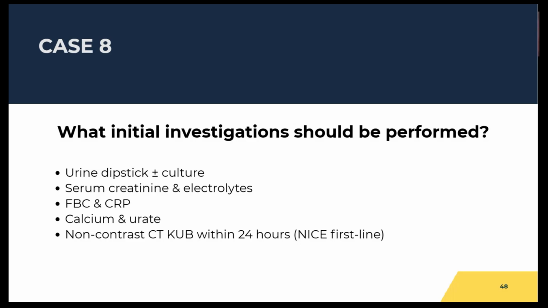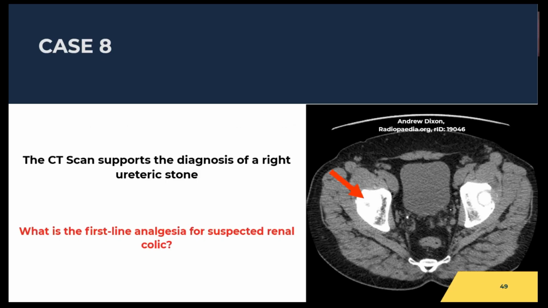This is quite sensitive and also gives the stone size and location, which also guides management. In pregnant women and children, ultrasound is first line, just to avoid unneeded radiation. So right here is a CT scan of this patient, which does support the diagnosis of a right ureteric stone, which I've highlighted here. So what is the first line analgesia for suspected renal colic?